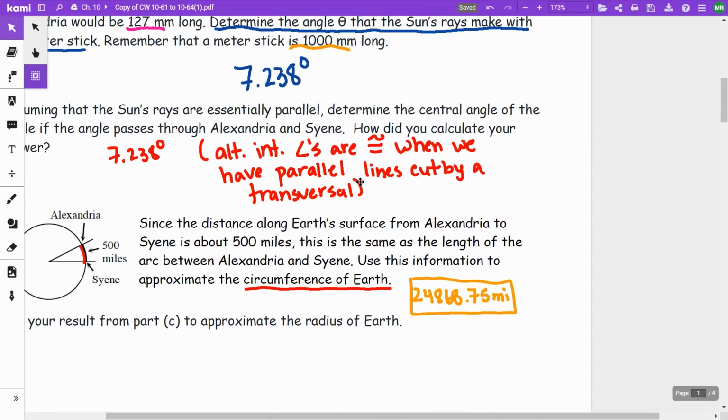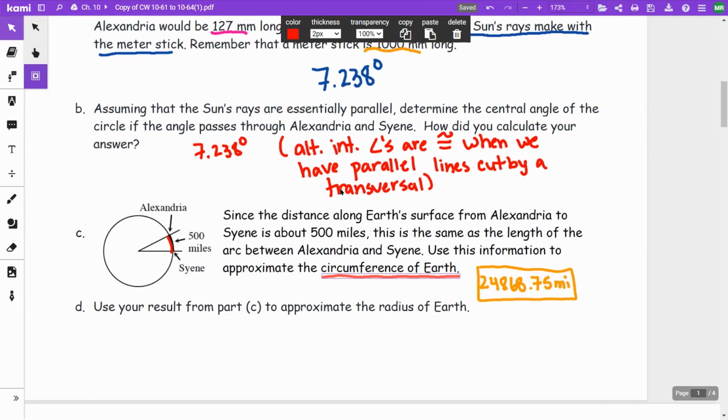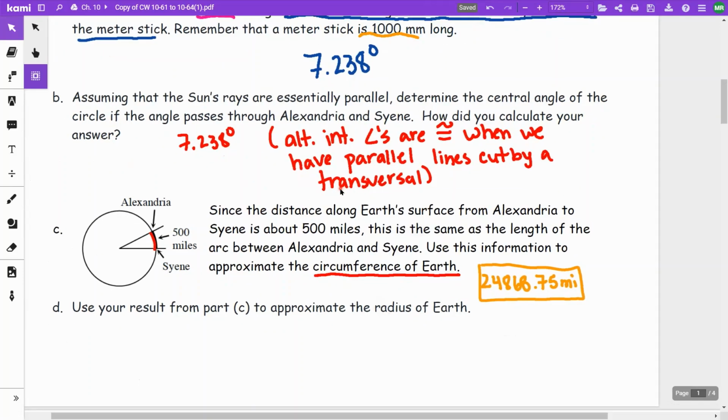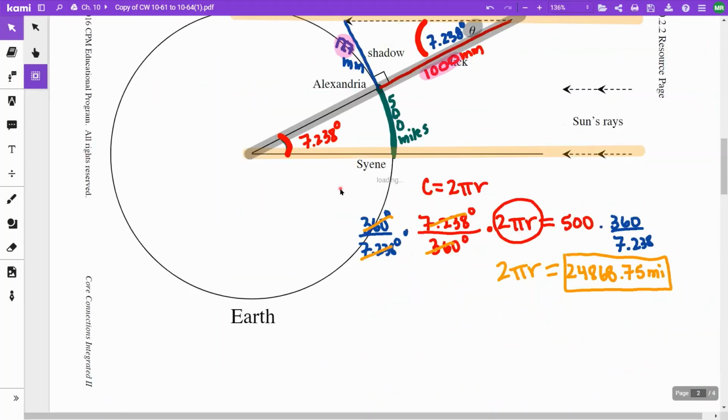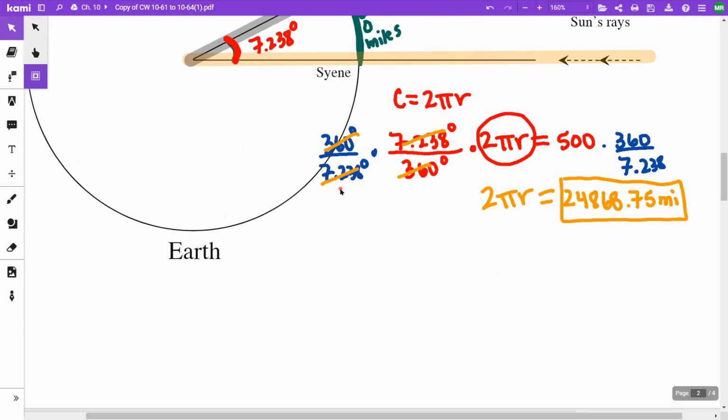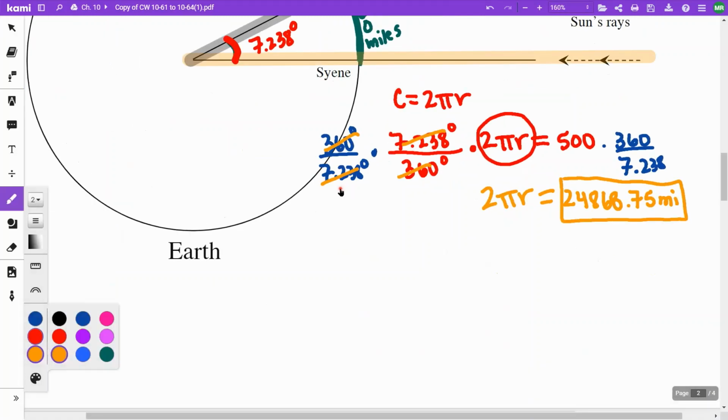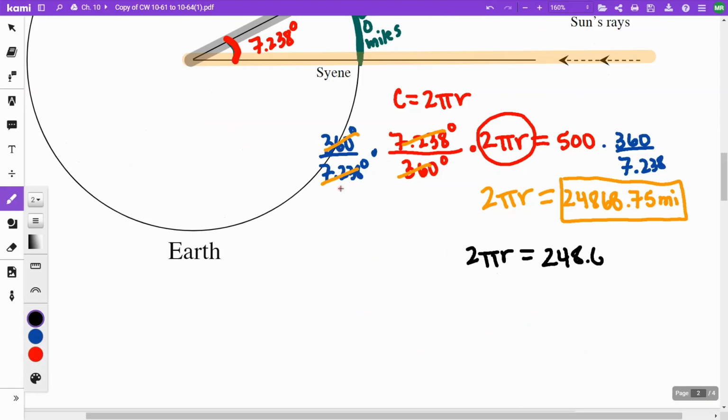And that is our circumference. Then on D, it says use that result to approximate the radius. So if I know that this is our circumference, and circumference is equal to 2 pi r, I basically want to get the r by itself. So what I'm going to do is divide by 2 pi, and that's going to give me the radius, and this is going to be the radius of the Earth.